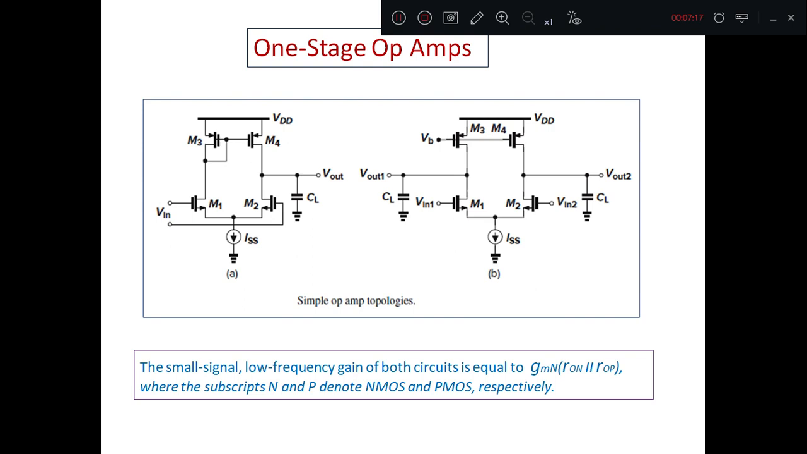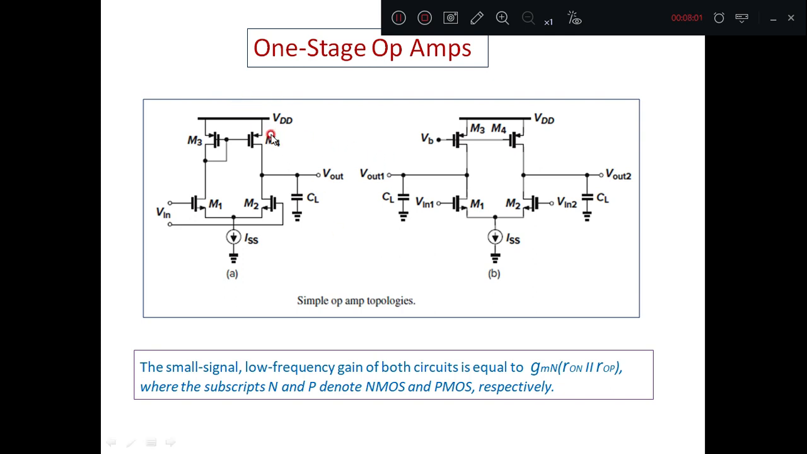This is a circuit diagram of the one-stage op-amp. There are two topologies. Here the output is taken from the one end, whereas in this circuit the output is taken between both the ends. Therefore, the first figure, that is figure A, gives the single-ended output, whereas figure B gives the differential output. And look here, the small signal low frequency gain of both the circuits is equal to GmN (RON parallel to ROP), where the subscripts N and P denote NMOS and PMOS respectively.